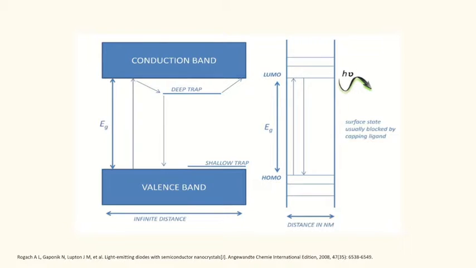And here we have the band diagram for bulk semiconductors and quantum dots. For bulk semiconductors, the energy difference between the valence band and the conduction band is the energy gap, while for quantum dots, the energy difference between LUMO and HOMO is the energy gap. LUMO stands for the lowest unoccupied molecular orbital, while HOMO stands for the highest occupied molecular orbital.